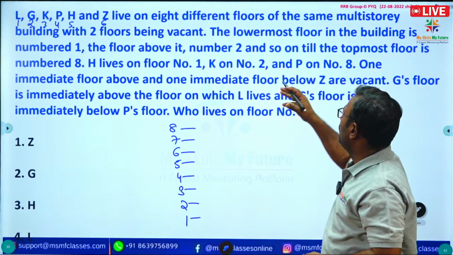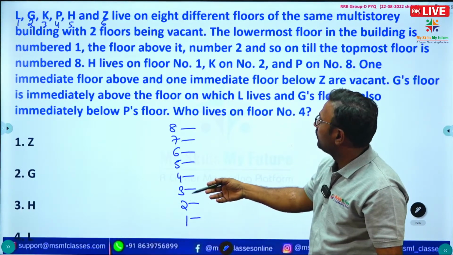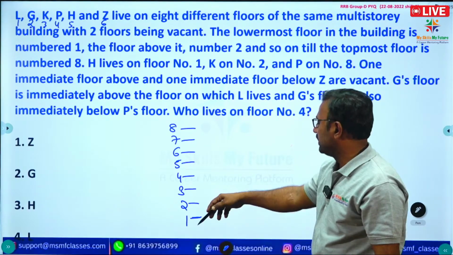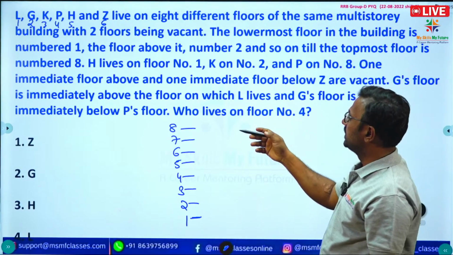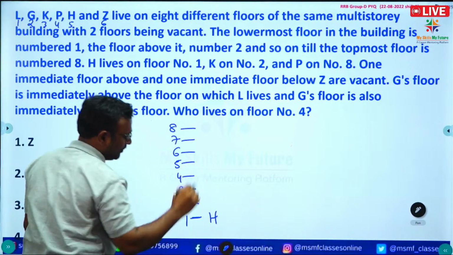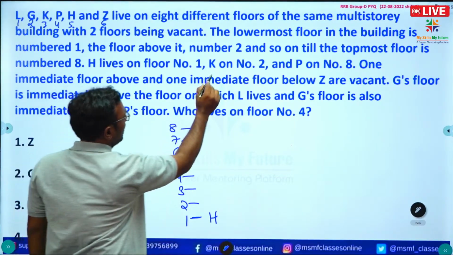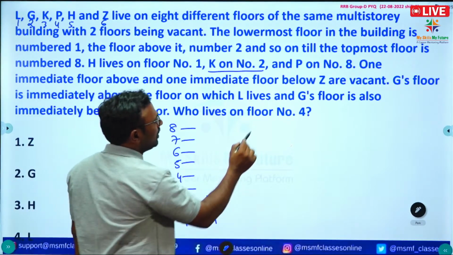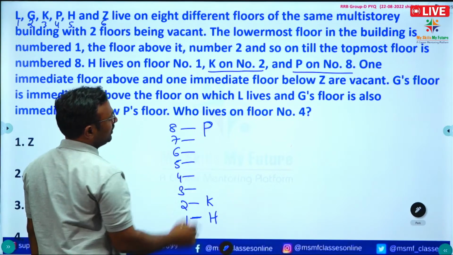The lowermost floor in the building is numbered 1, then the floor above it is 2 and so on, up to 8. So the given information is: H lives on floor number 1. K on number 2. P on number 8.